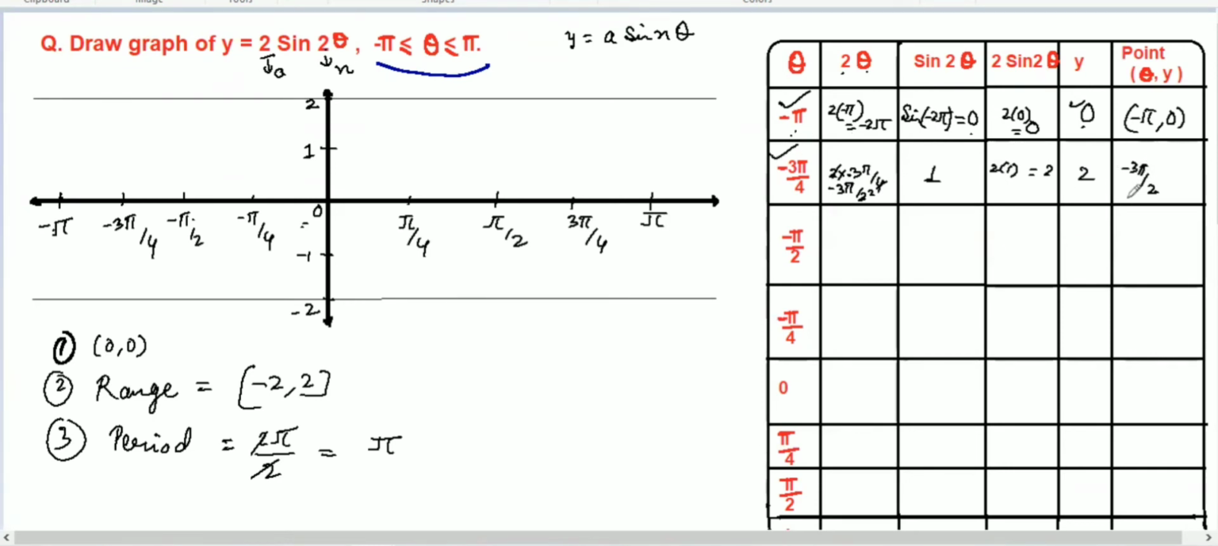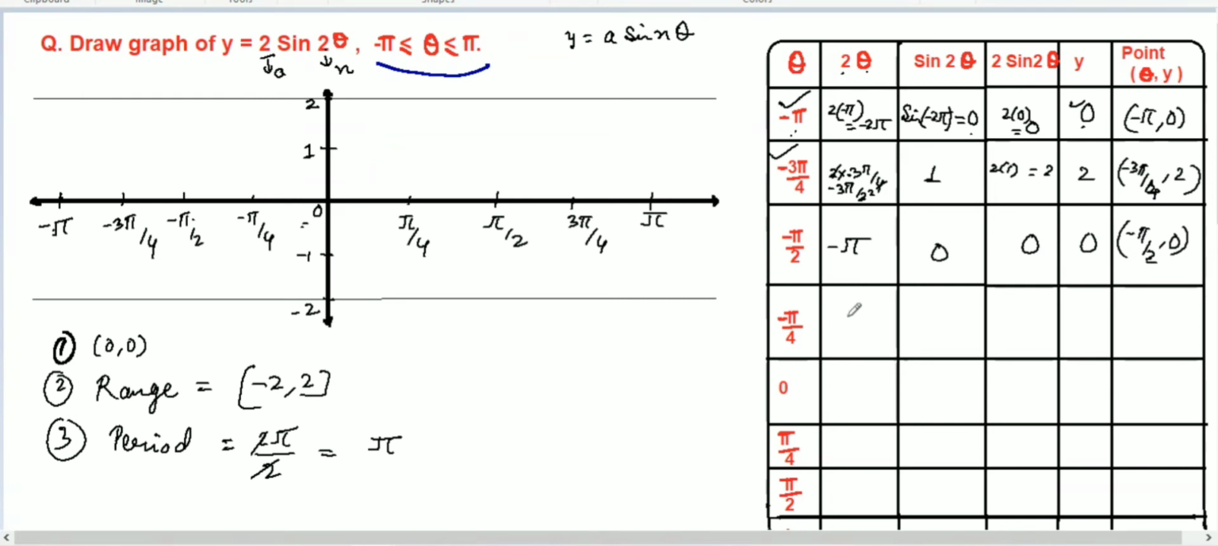This one is 3 pi over 4 and 2. And this way we will find it out. So here I'm going to write it down. For minus pi we will get 0, and then here we will get 0 as well. Here we will get 0, and then the coordinate point will be minus pi over 2 and 0.